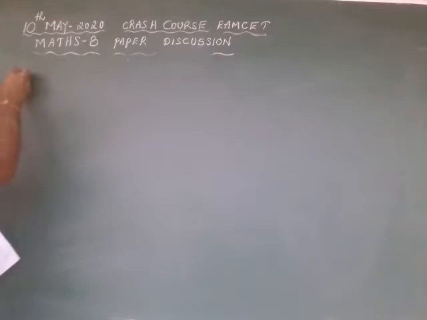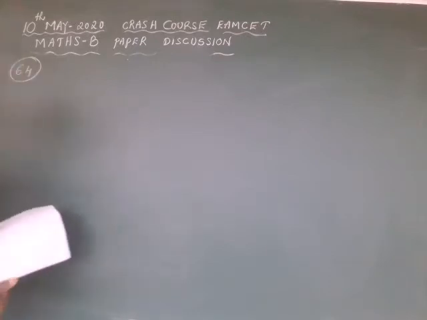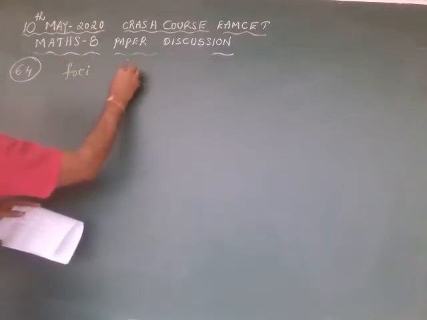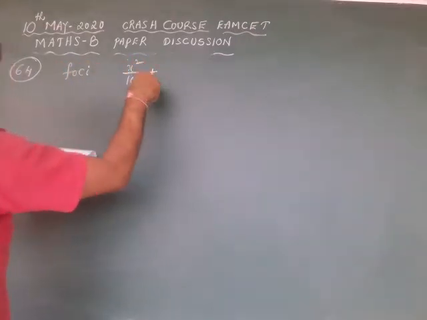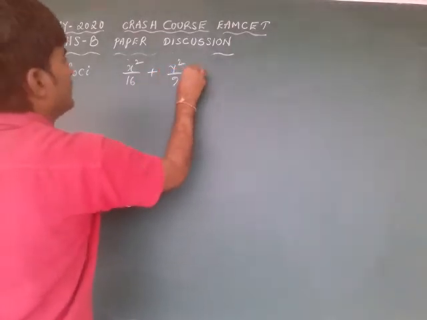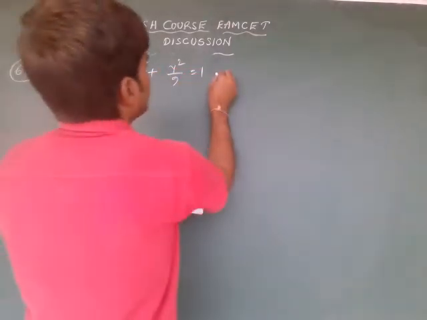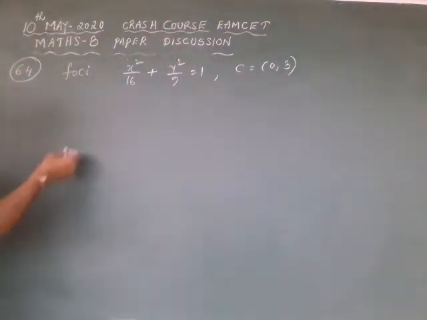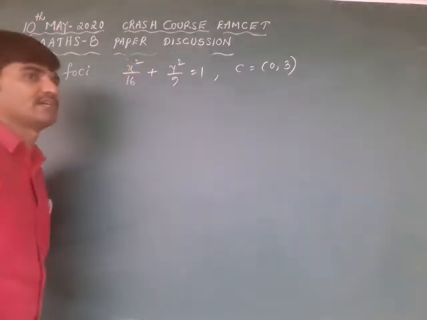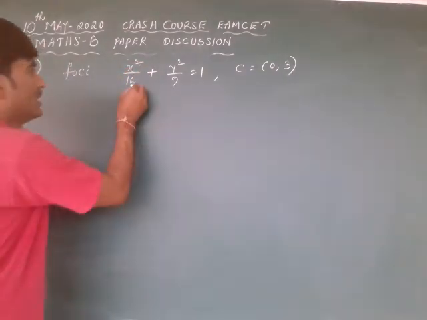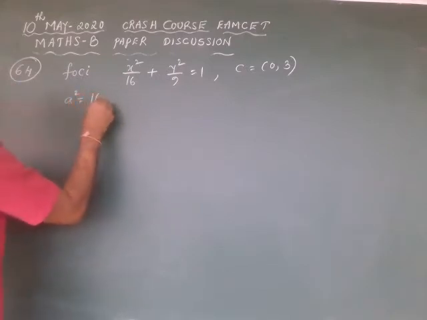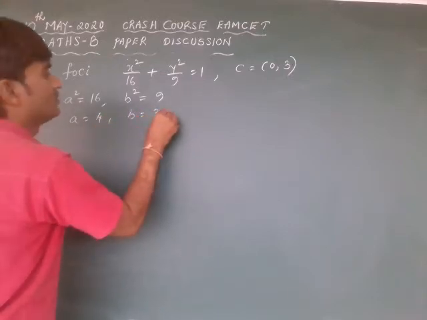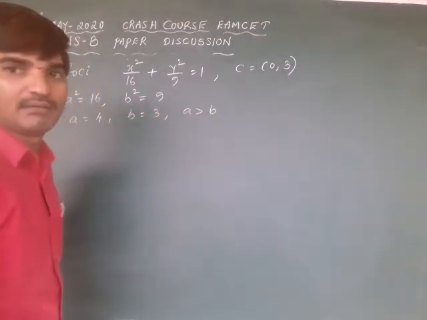Next, 64. The equation of the circle passing through the foci of the ellipse x square by 16 plus y square divided by 9 is equal to 1, and having the center at (0, 3) is? Given ellipse x square by 16 plus y square by 9 is equal to 1, comparing to that, a square is equal to 16, b square is equal to 9, a is equal to 4, b is equal to 3. Here a is greater than b.